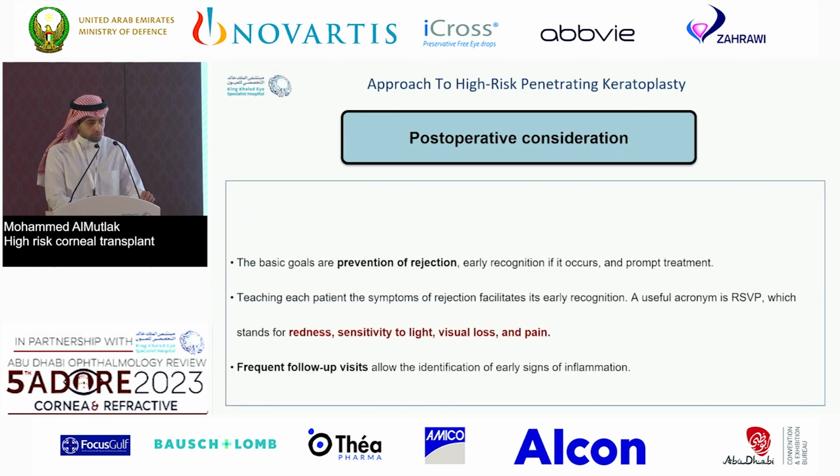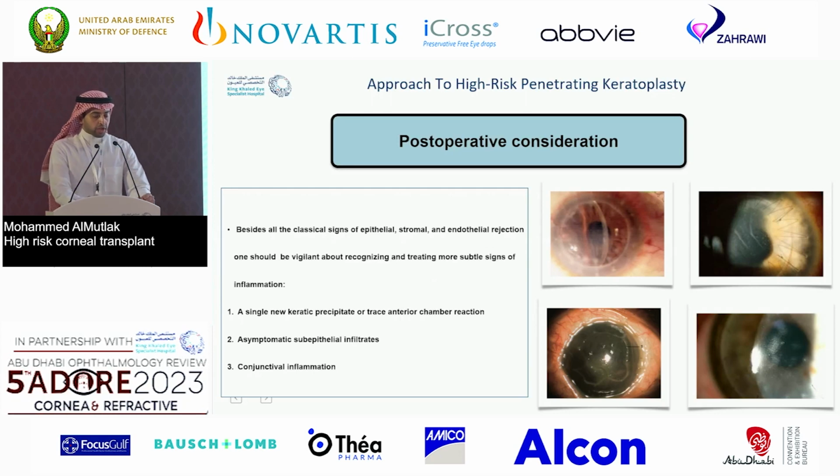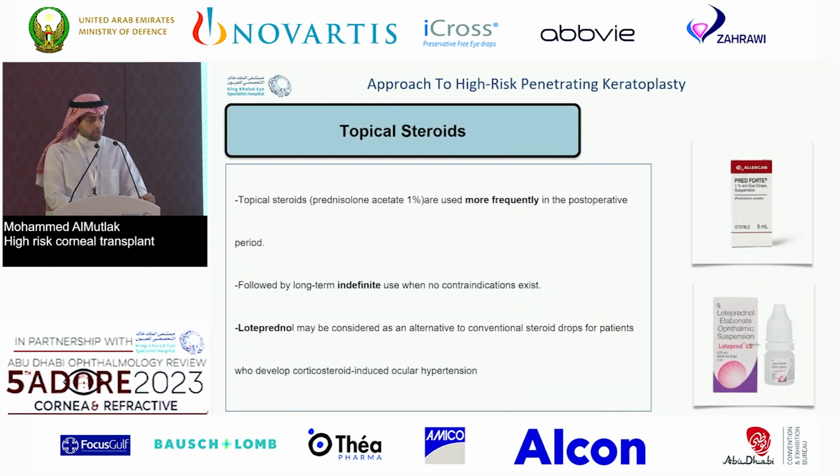The basic goal is to prevent rejection ahead of time by recognizing it early and treating it earlier so that you get a good outcome. Teaching patients about redness, sensitivity to light, visual loss, and pain, the signs of rejection, and frequent follow-up will allow you to pick these cases ahead of time. Being aggressive with treatment of any trace of inflammation, keratic precipitates, asymptomatic subepithelial infiltrates, or conjunctival inflammation before the rejection starts is a good idea. For topical steroid, it's recommended to start with a very high frequency and then taper it for indefinite use, assuming that there is no contraindication.